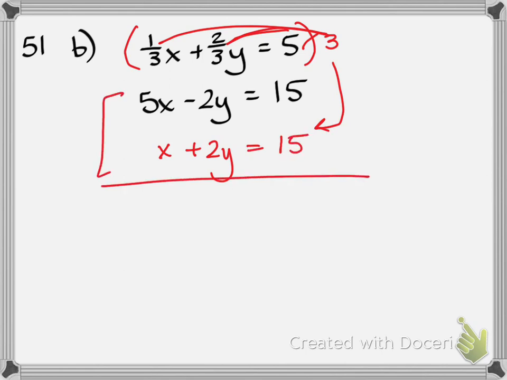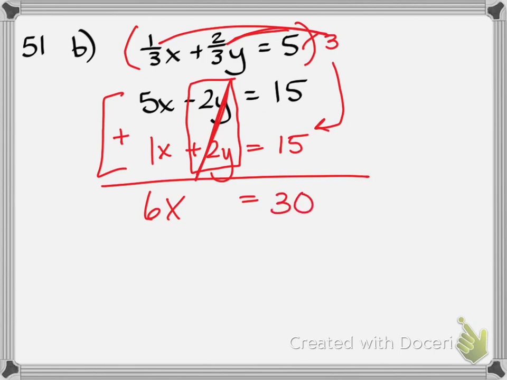Now, when you look at these two equations, the y's are ready to eliminate if we were to add these equations together. Your book might have called this the addition method, actually, last year, instead of elimination. But because my y's are opposite coefficients, when I add these equations together, the y's are eliminated. So let's add 5x and 1x and get 6x. The y's are gone, and 15 plus 15 is 30.